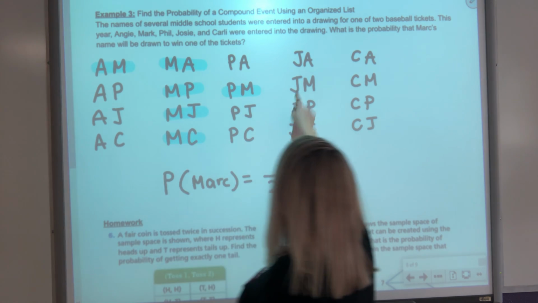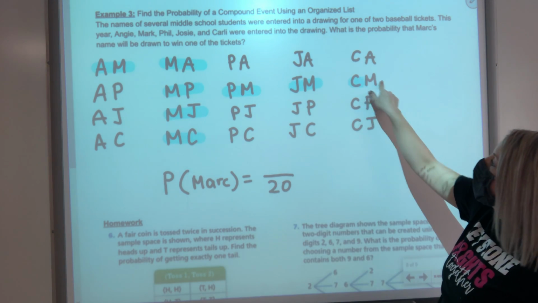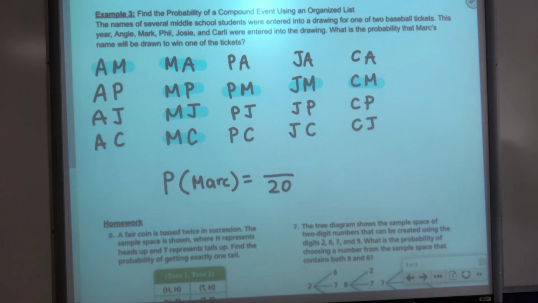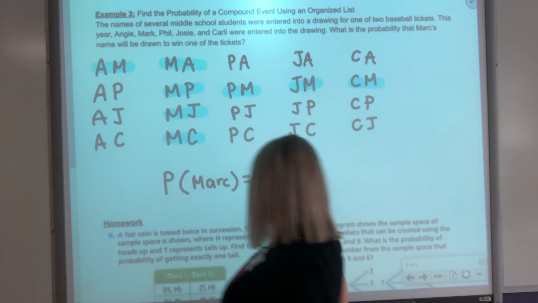Phil can go with Mark. Josie can go with Mark. Carly can go with Mark. So anytime an M pops up on your list, that means that Mark gets to go, right? So out of the 20 times, how many times does Mark get to go? 8. He gets to go 8 times.